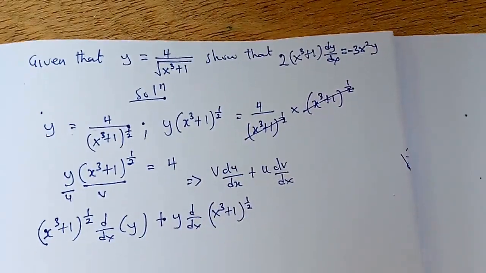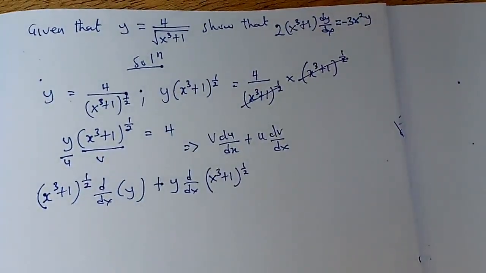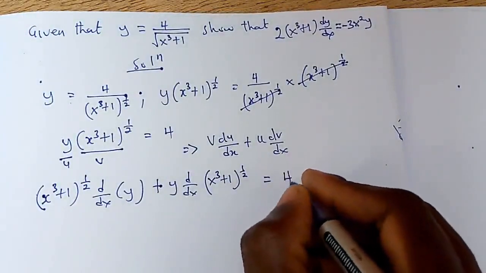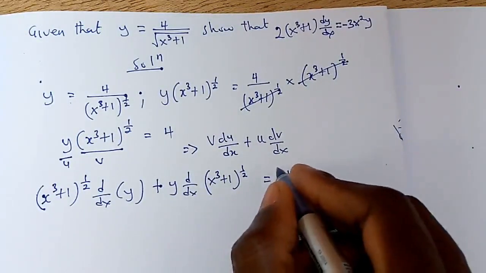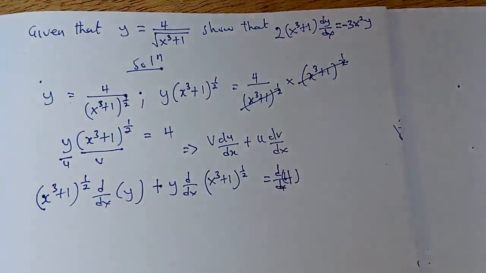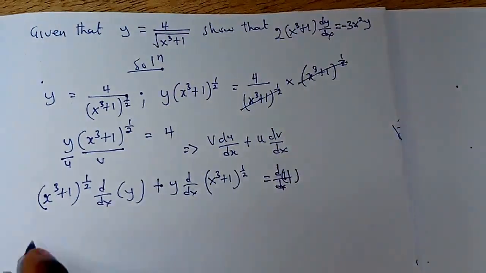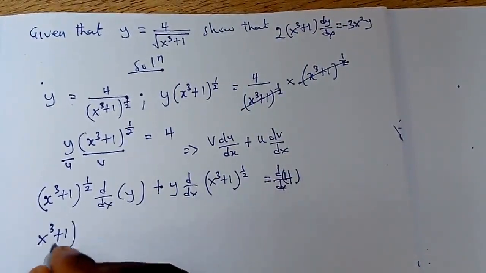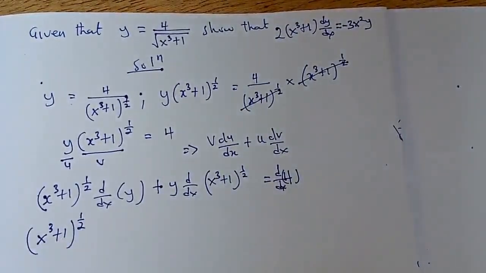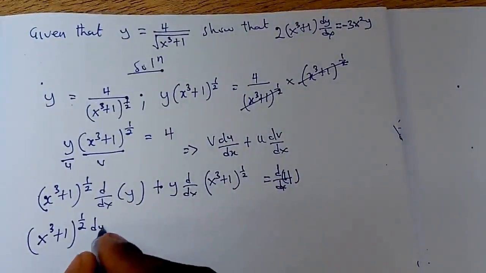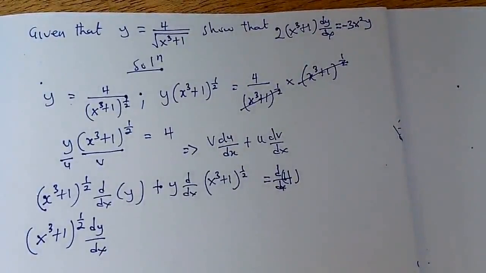Very easy. So what can we do next? Now it's equal to 4, and let's find the derivative of 4. I told you whenever you find the derivative of a constant, it is 0, so the 4 becomes 0 automatically. So here we have x squared plus 1 raised to the power half, and when I find the derivative of y, I'll have dy/dx like this.